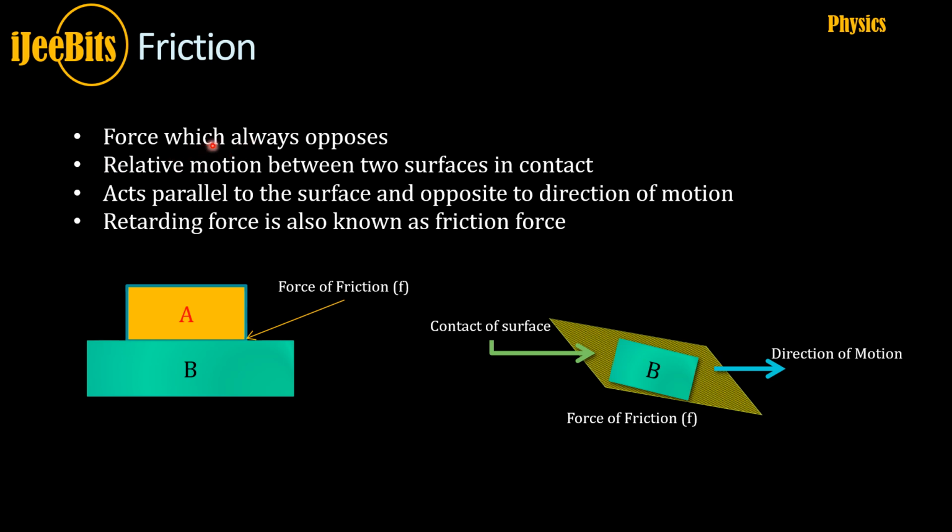Friction. When considering friction, friction is a force which always opposes the relative motion between two surfaces in contact. Friction acts parallel to the surface and opposite to the direction of motion, and friction is a retarding force. Friction opposes motion, so the force of friction acting on an object is proportional to the normal force. Friction is often referred to as a retarding force because it opposes the motion of an object. When an object moves across a surface, the friction acts in the opposite direction to the object's motion, slowing it down or preventing it from moving altogether.